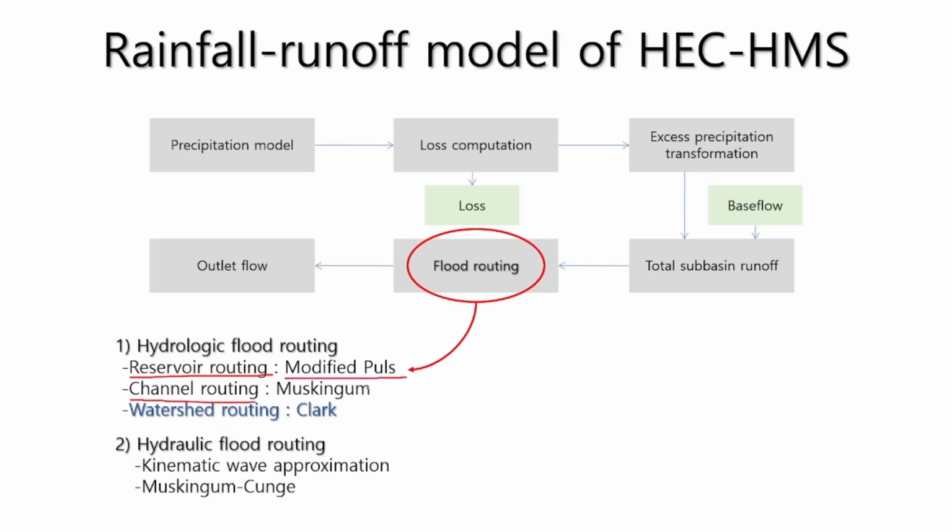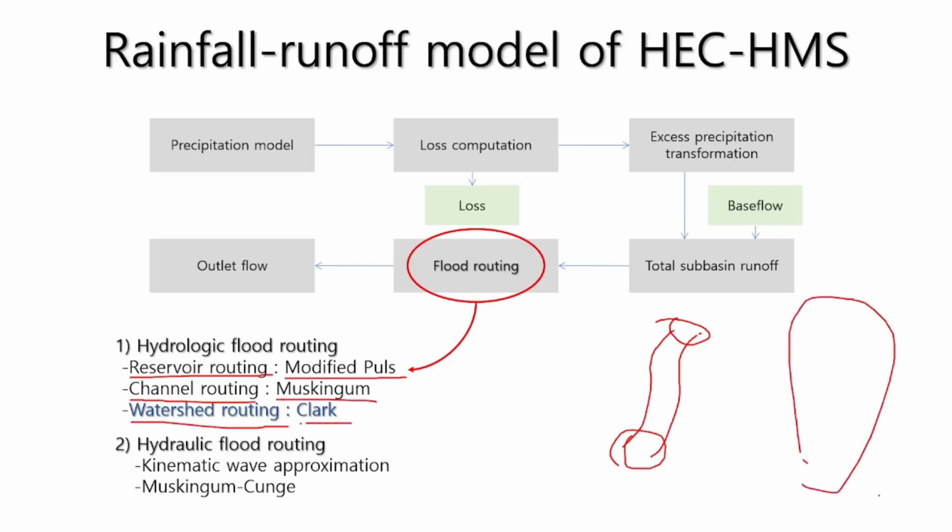For channel routing, so that's a channel like this from one outlet to the other, right? This part, the channel. For that routing, we'll be using Muskingum. And then for the watershed routing, we'll be using Clark. So the routing of the entire watershed. For hydraulic flood routing, we use kinematic wave approximation or the Muskingum-Cunge method. Okay.